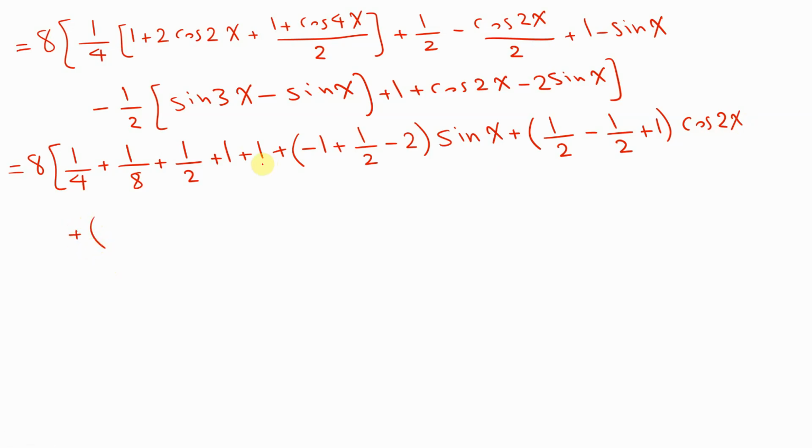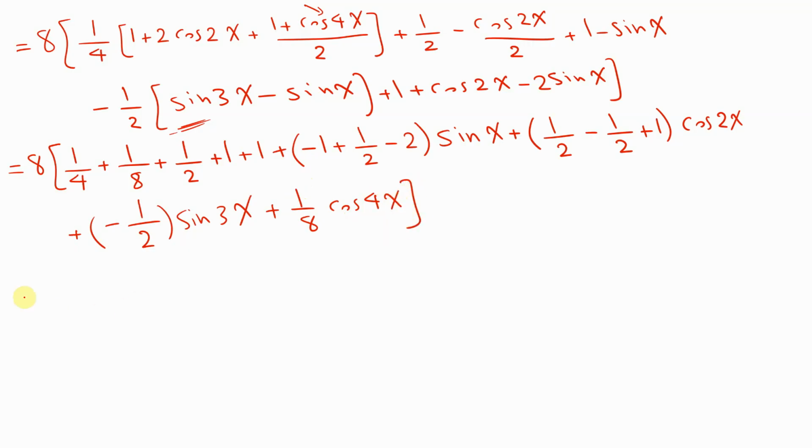And the coefficients for sinusoid of 3x, we just have it in here. So here we have minus 1 divided by 2 sinusoid of 3x. And how about cosine of 4x? Cosine of 4x, we just have it in here: 1 divided by 4, don't forget that, and 1 divided by 2. So here we have 1 divided by 8 cosine of 4x.